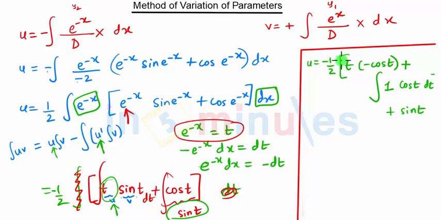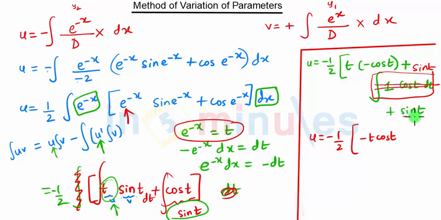So now we need to perform only this integration. This integration is nothing but integration of cos t, which is equal to sine t. So our final u becomes minus half, minus t cos t, and this sine t and this sine t will become 2 sine t. So u will be, taking the minus sign inside, half t cos t minus 2 sine t.